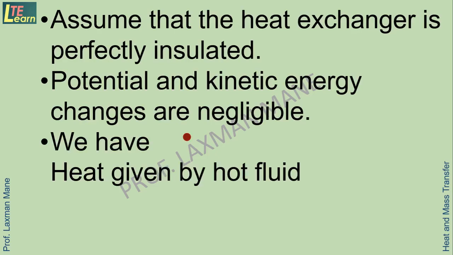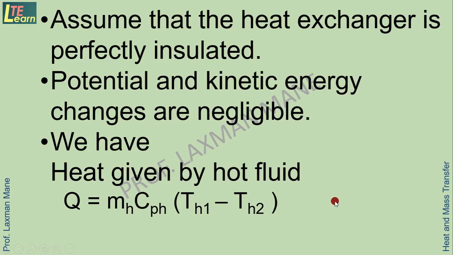Here we have the first equation, that is heat given by hot fluid, which is given as Q = mh × Cph × (Th1 − Th2). It can be written as Ch × (Th1 − Th2) also, where Ch is the heat capacity of hot fluid. It is equal to mass of the hot fluid multiplied by specific heat of the hot fluid.